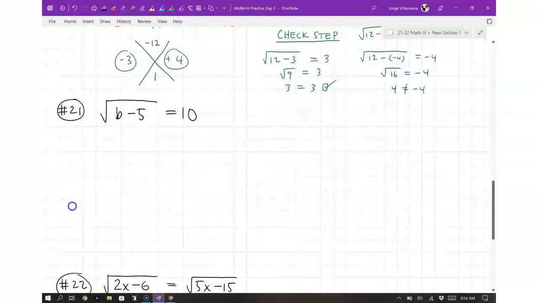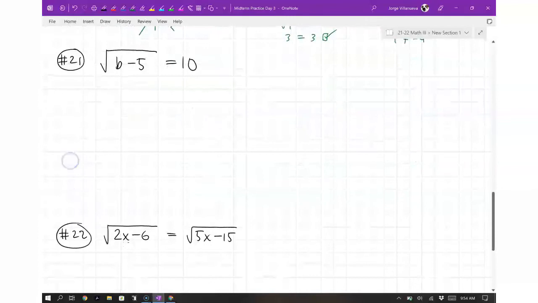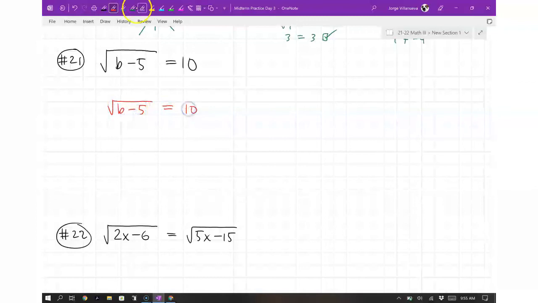All right, so let's do one that's a little bit easier. Okay? The square root of b minus 5 is equal to 10. We're going to solve for b. We're going to do the same thing we just did. Square both sides. Okay, so the square root of b minus 5 is equal to 10. We're going to square both sides. So I get b minus 5 equals 100. Okay? All I got to do is add 5 and I'm done. So add 5.